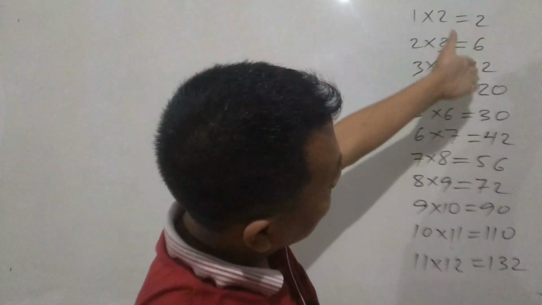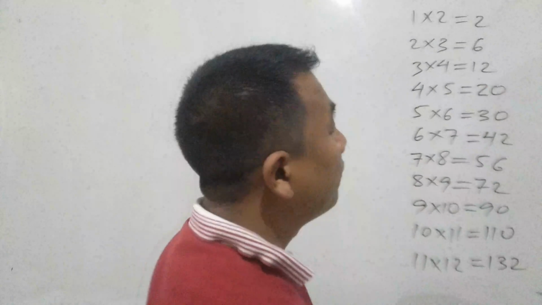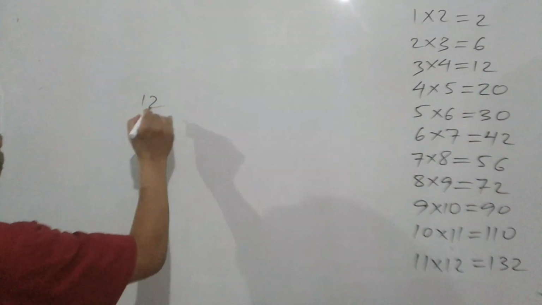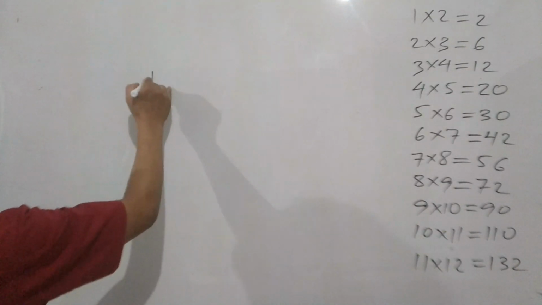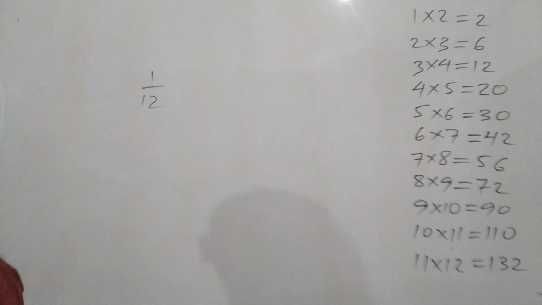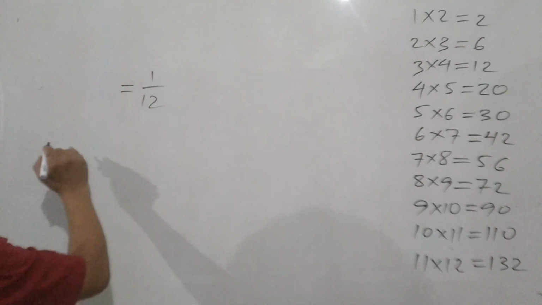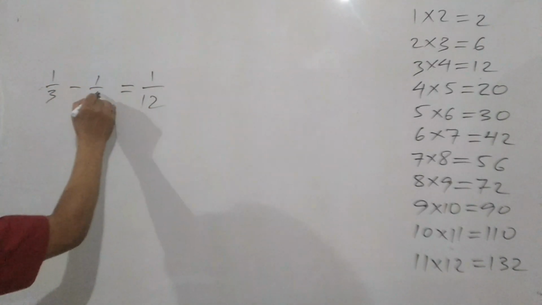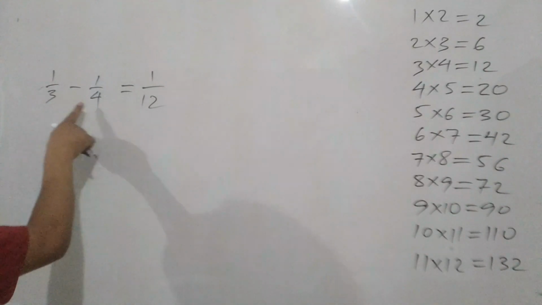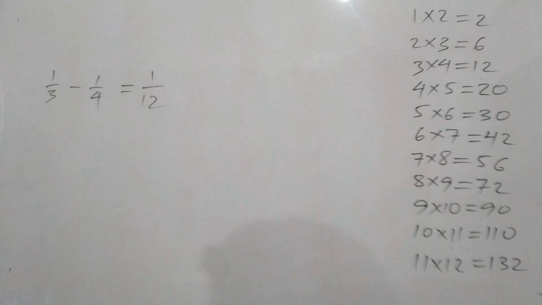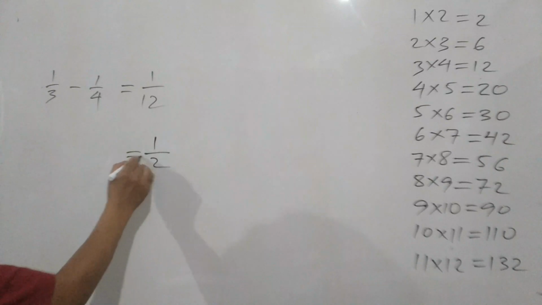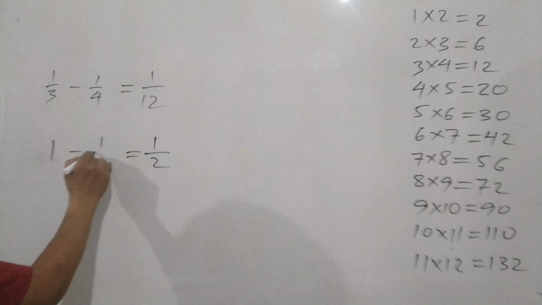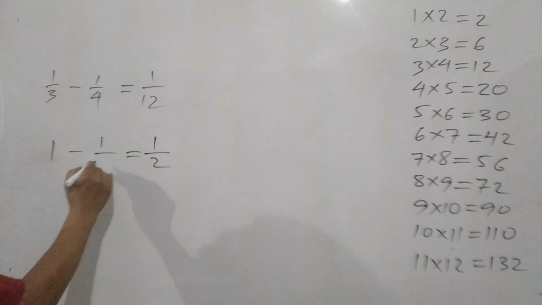On the right hand side, select any number. Let's say 12. Now we'll work on the reciprocal. 1 by 12 I can write as 1 by 3 minus 1 by 4. 12 is the product of 3 and 4. Take LCM, we get the same. Okay. What would be 1 by 2? The difference between 1 and 1 by 2 is half.